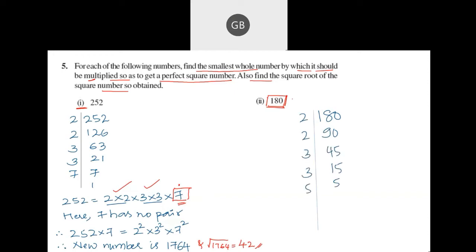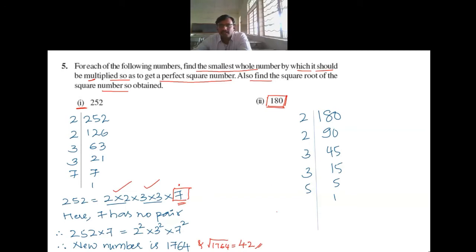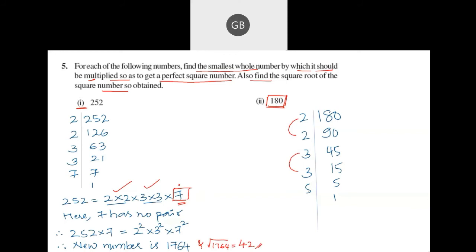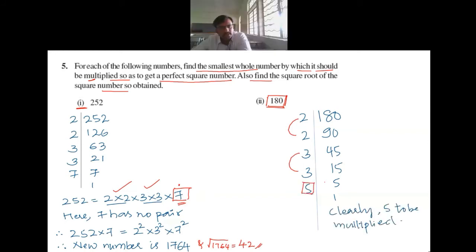Hope you have understood this method. Here 2 has a pair, 3 has a pair, 5 does not have a pair. So this number should be multiplied.